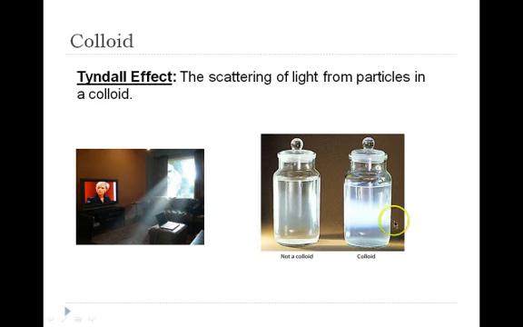That can also happen in mixtures where we're dealing with liquids. So an example is on the left, not a colloid. On the example on the right, it is a colloid because light's shining through both of these. So we can see how light's scattered clearly in the colloid.